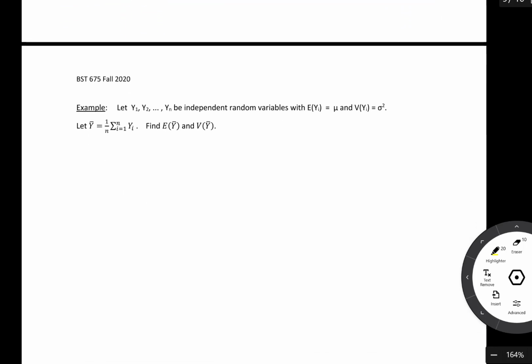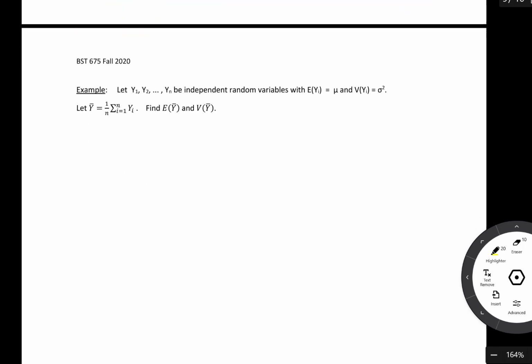All right, we have another example here. Looking at this example, notice we've got y1 through yn are independent random variables where the expected value of all of the yi's is equal to the same value, mu, and the variance of all of those random variables is equal to sigma squared. And we're going to find the expected value of y bar and the variance of y bar, where y bar is equal to the mean, or we would say the sample mean.